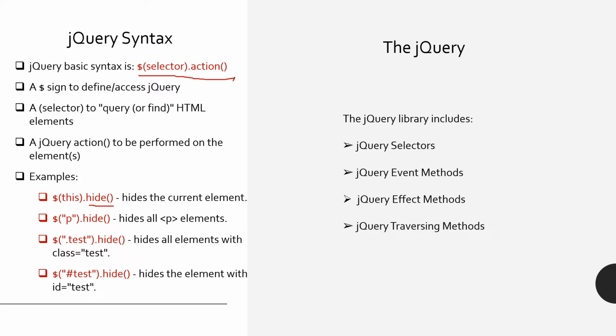Suppose you want to hide the current element, you can use this particular statement: dollar, within brackets this, dot hide of. Similarly, if you want to hide all p elements, you need to specify dollar, within brackets p, dot hide of.